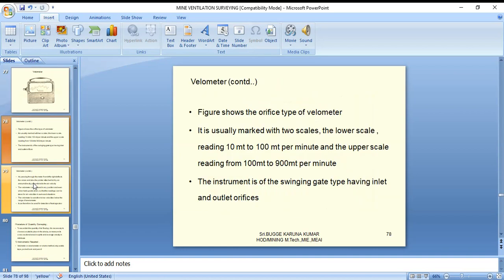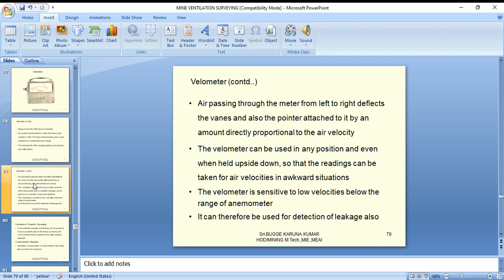The figure shows the RF type of velometer, usually marked with two scales. The lower scale reads from 100 meters to 100 meters per minute, and the upper scale reads from 100 meters to 100 meters per minute. The instrument is of the swinging gate type, having inlet and outlet orifices. Air passes through the meter from left to right and deflects the vanes and also the pointer attached to them by an amount directly proportional to the air velocity.